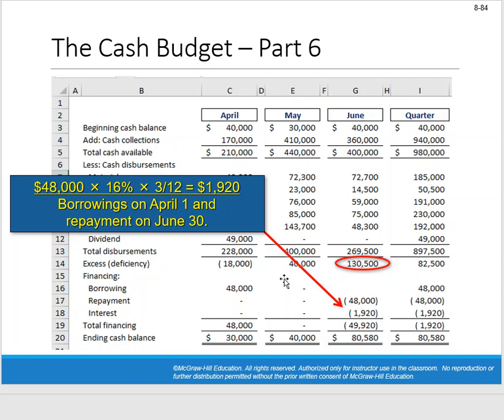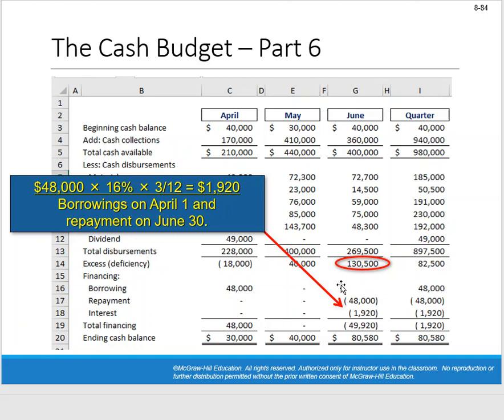So we have disbursements of $269,500. So we have an excess this time, $400,000 minus $269,500. We have $130,500 available in cash. How much do we need to have? Just $30,000. So we have plenty of cash available to pay back what we borrowed, the $48,000. So we are presumably paying back that $48,000 on the last day of June.